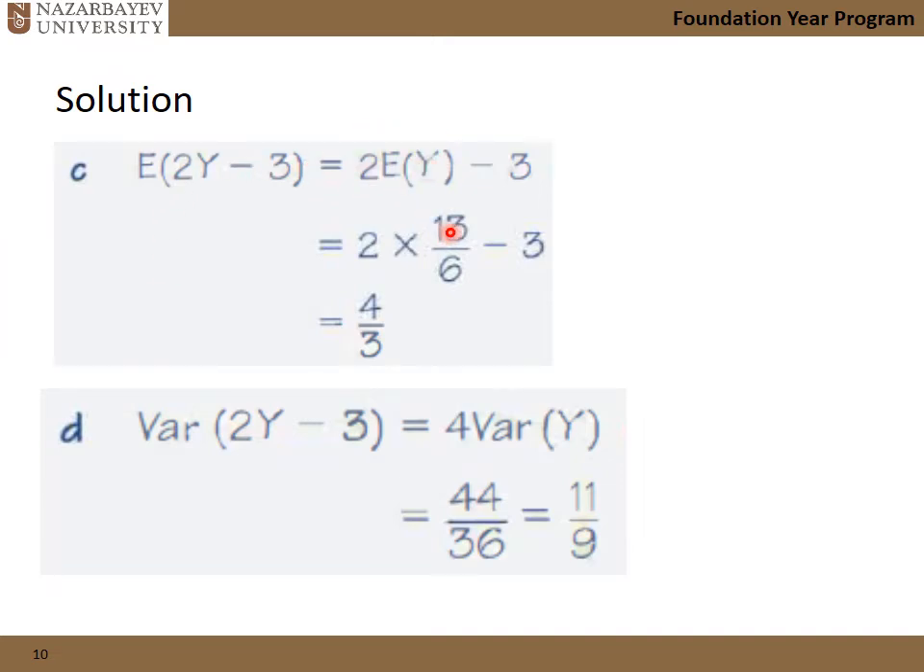This one we found is 13 over 6. Our a is 2. Our b is negative 3. So we get that. For this one, our a is 2, but we need to square it, so we get this 4. And our variance, whatever we get from the previous slide, just plug it in and see if you are going to get this value. Straightforward.